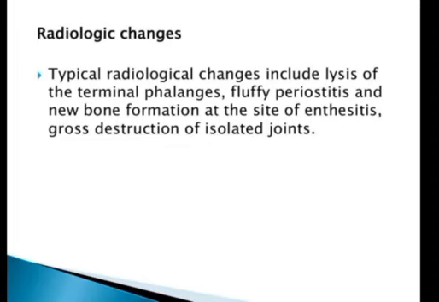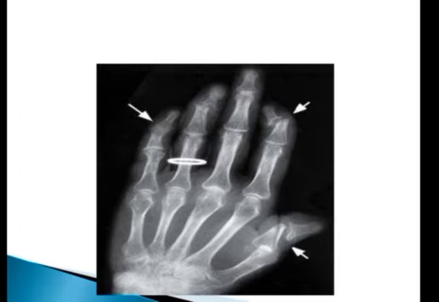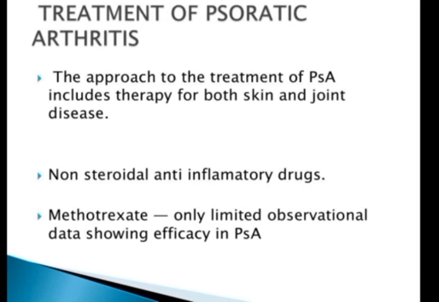Next, radiographic changes. Typical radiological changes include lysis of the terminal phalanges, puffy periostitis, and new bone formation at the site of enthesitis, gross destruction of isolated joints. These are the images. Next, treatment of psoriatic arthritis.